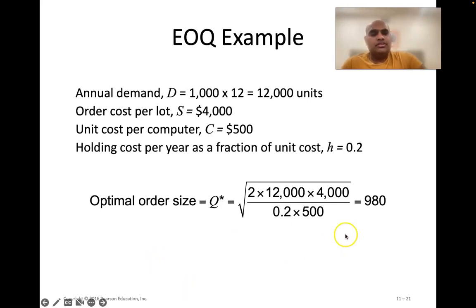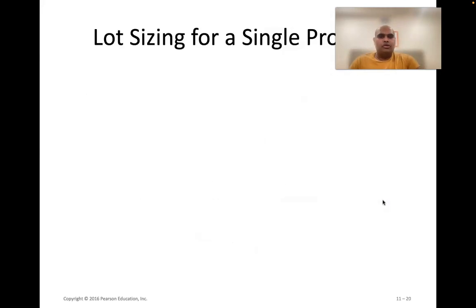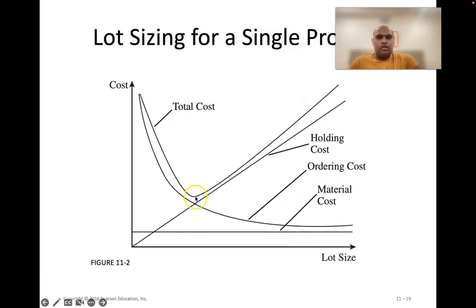So this solution here is robust. What this means is that if you look at the cost curve here, you'll notice that the lowest value was here. So if you order 980 units, your total cost gets minimized. But if you order slightly more units, your cost will be higher, but the closer you are to 980, the better your cost is going to be.